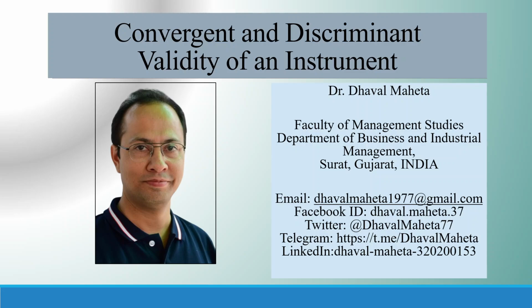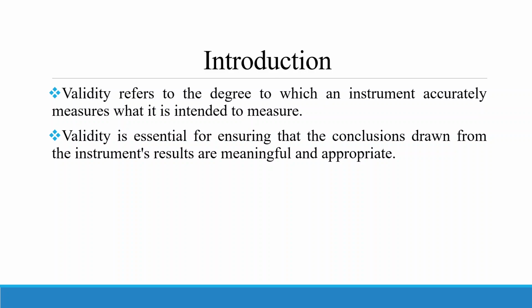This is Dr. Dhaval Maheta, and today we are going to discuss how to test convergent and discriminant validity of an instrument in SPSS. Validity refers to the degree to which an instrument accurately measures what it is intended to measure. Validity is essential for ensuring that the conclusions drawn from the instrument's results are meaningful and appropriate.